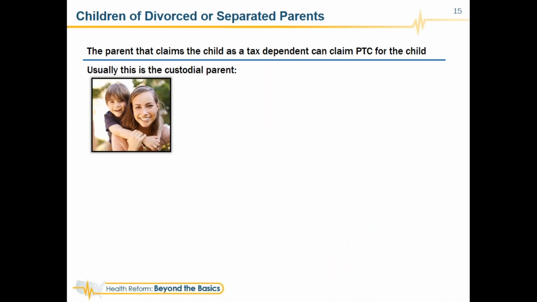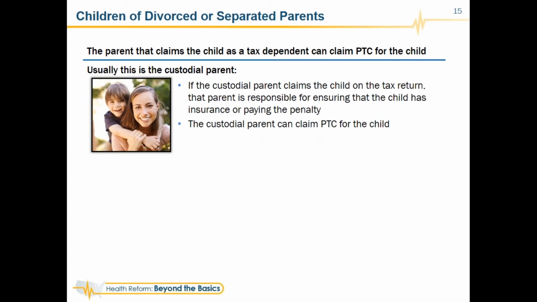There are special rules for the children of divorced and separated parents. The way that this factors into the premium tax credit is that the parent that claims the child as a tax dependent can claim the premium tax credit for the child. And that's the only parent that can claim the premium tax credit for the child. This is usually going to be the custodial parent. And when I say custodial here, I'm not talking about necessarily a legal custody arrangement. I'm talking about where the child lives.